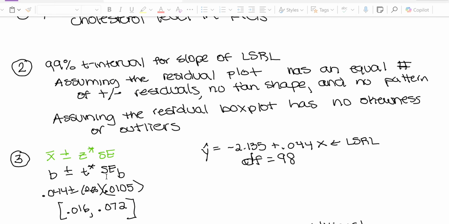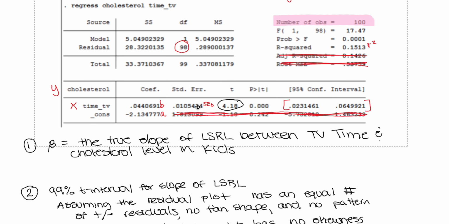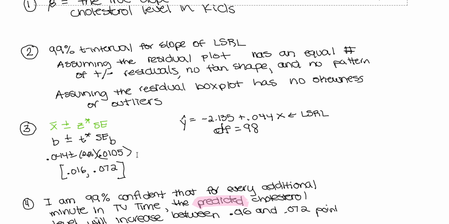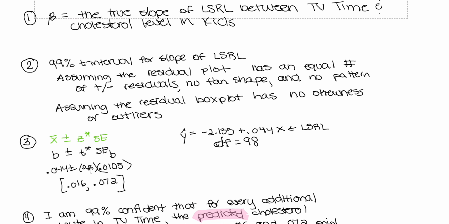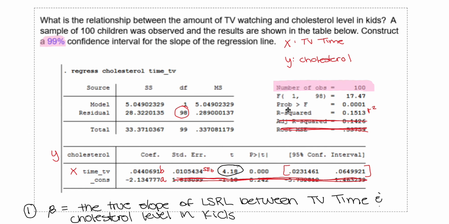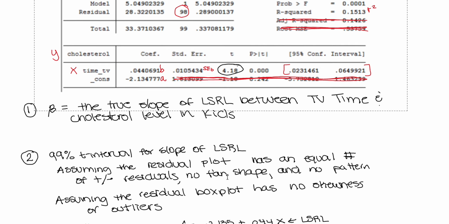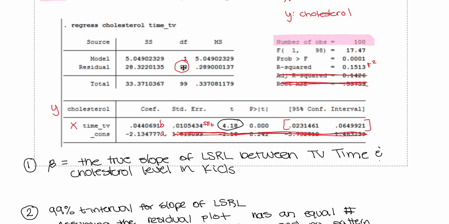What's SE sub b? Well, it's already in the computer printout. It will be 0.0105. Enter that into your calculator too, and you will get a confidence interval like this. It's also not a bad idea to rewrite the equation: y hat equals negative 2.135 plus 0.044x. This is our original LSRL equation from the data, or from the computer printout that was given to us. And the degrees of freedom will be 98. It's also listed in our computer printout.